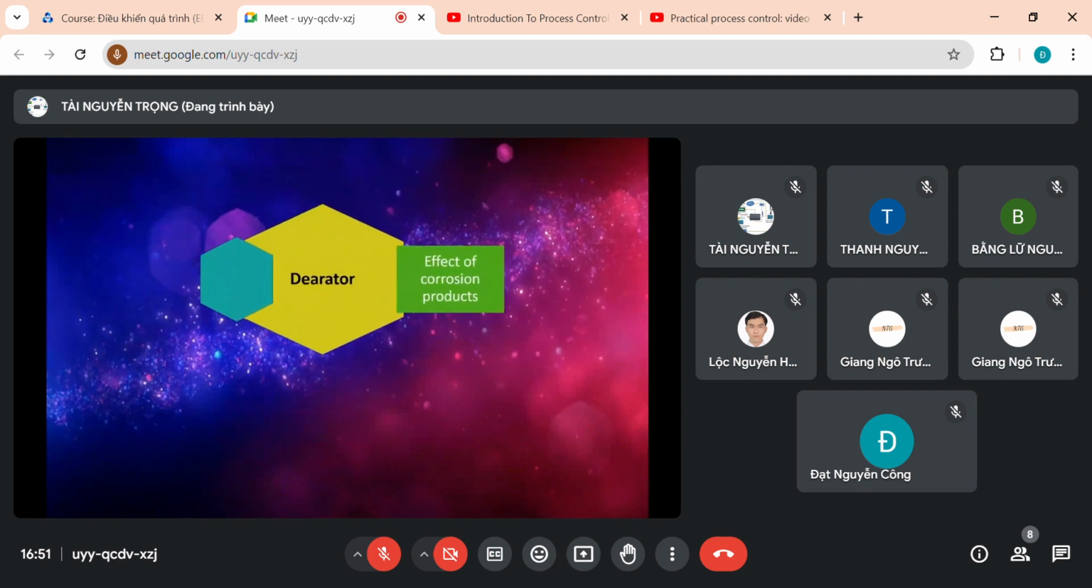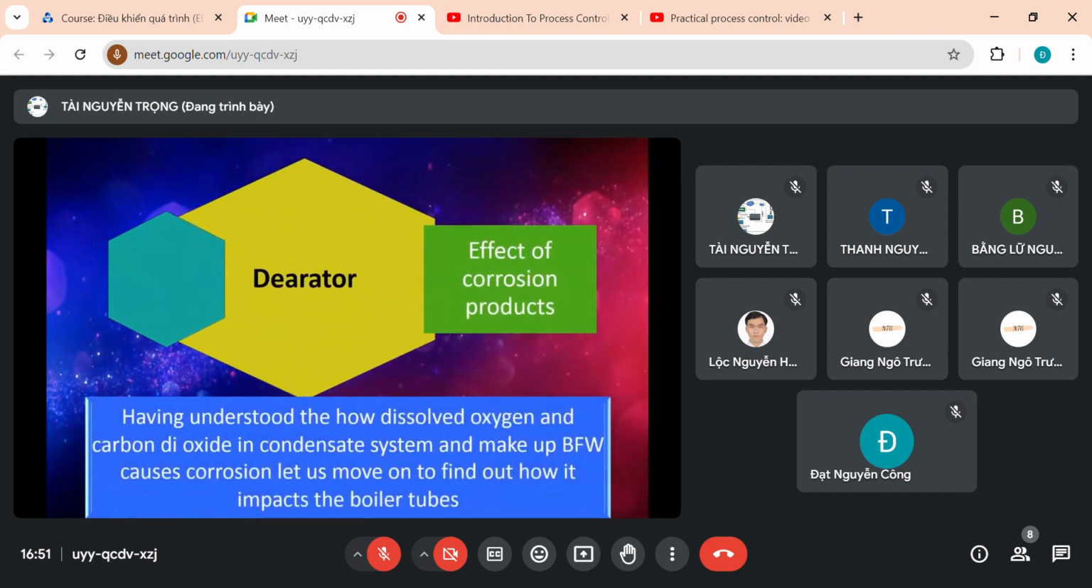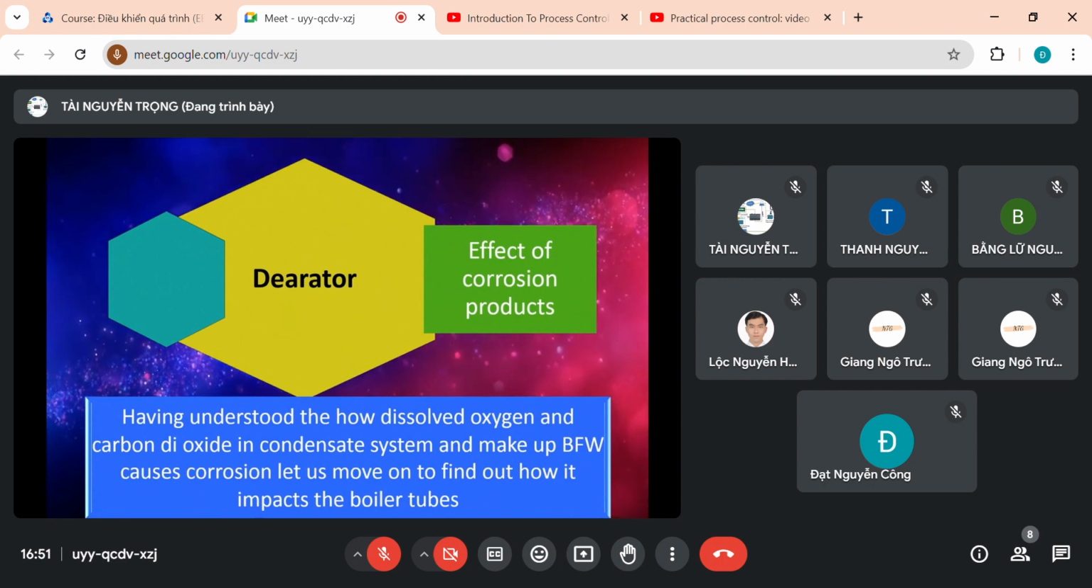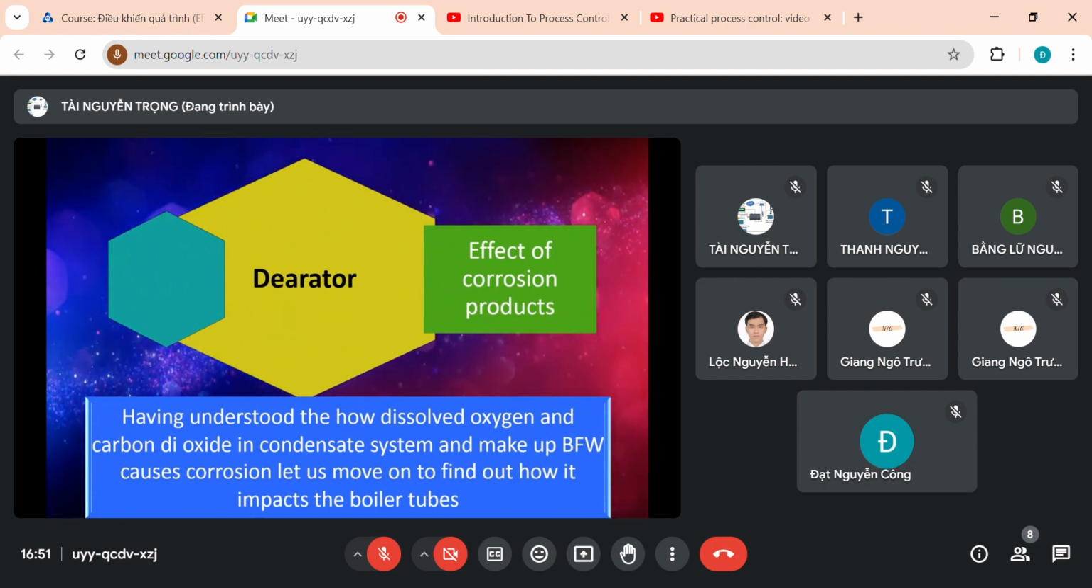The effect of corrosion products. Having understood how dissolved oxygen and carbon dioxide in the condensate system and make up boiler feed water cause corrosion, let us move on to find out how it impacts the boiler tubes.